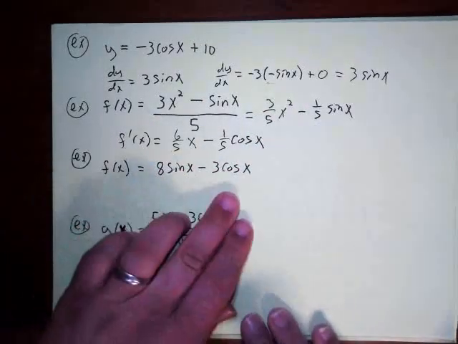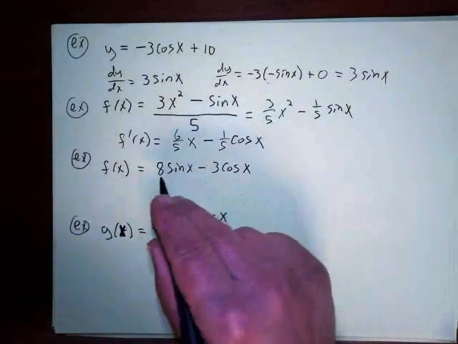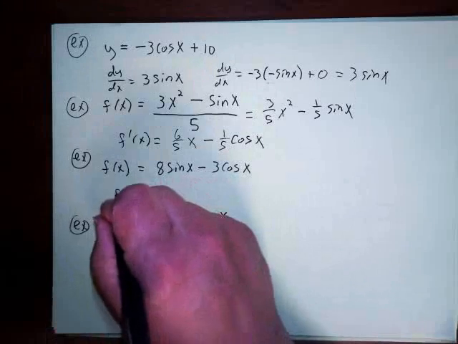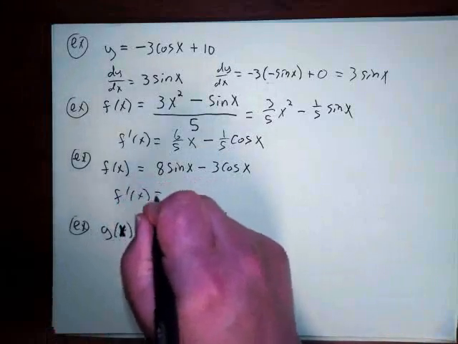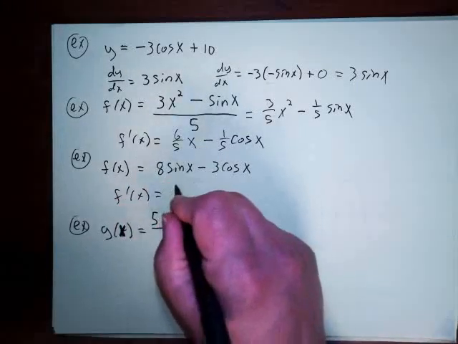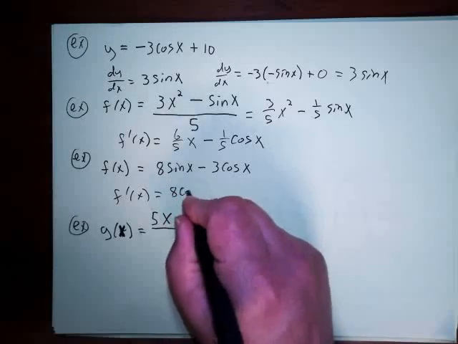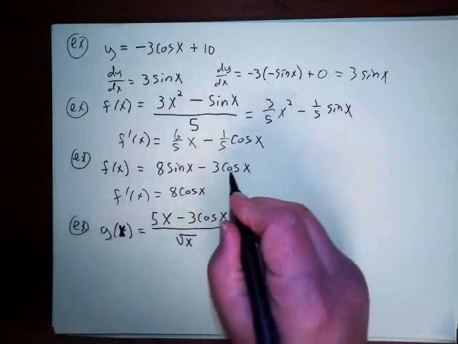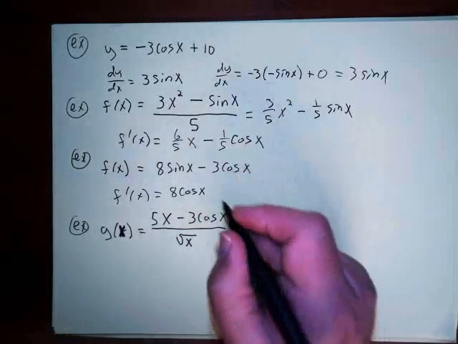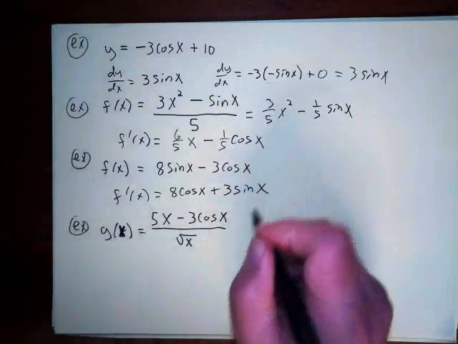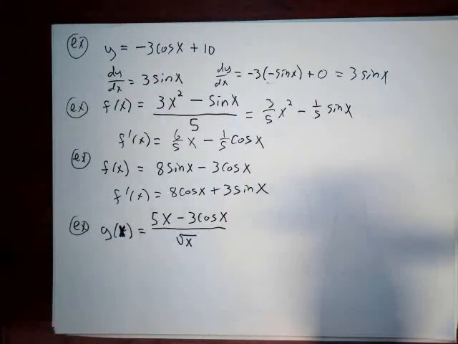Okay, now what about this? Well, we're just going to break it up over the sum and pull out the constant multiples, so that the derivative of f of x would be, for sine it's cosine, so it would be 8 cosine x, but for cosine it's opposite sine, so this would be plus 3 sine of x. So that's what I would get.